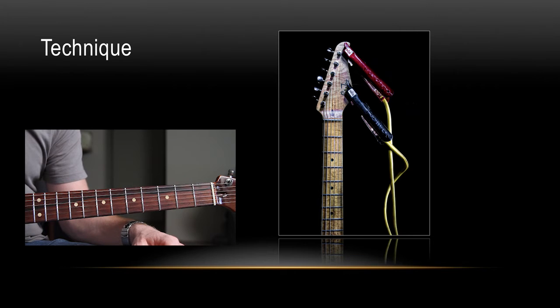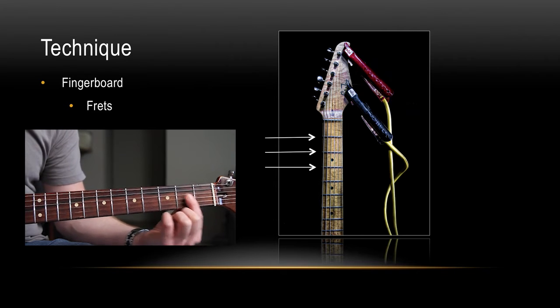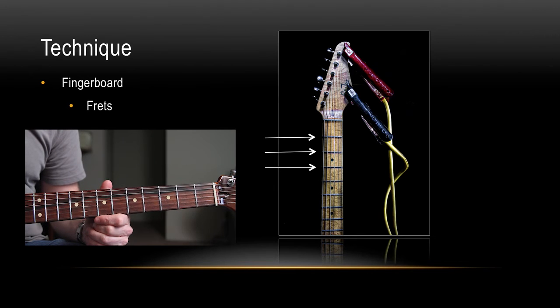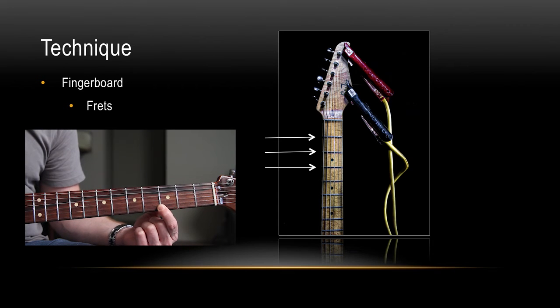Now let me get into some technique things, but before I do, I want to make a quick note on the fingerboard and what exactly the frets are. The frets are these silver things that are lined up along the guitar. The reason why I want to point this out is because it seems counterintuitive when I say play the 3rd fret. You actually don't play on top of the 3rd fret or the 5th fret, whatever it is. You actually want to play in between the frets.